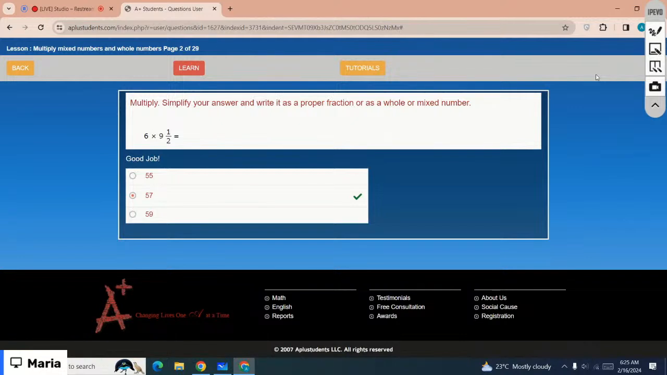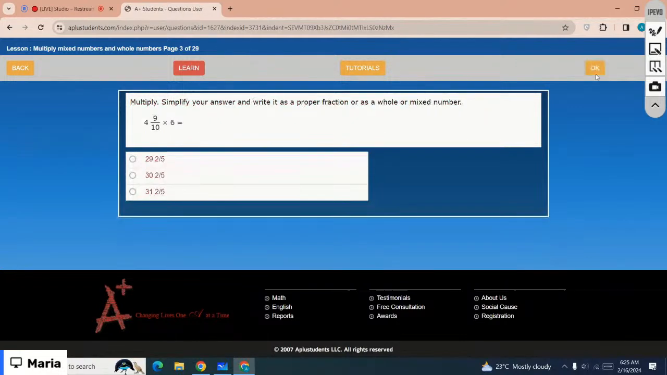The next one you have to solve on your notebook and write the correct option in the chat box, right? I'm waiting for the correct options. Multiply 4 whole 9 by 10 times 6. Which is the correct option?